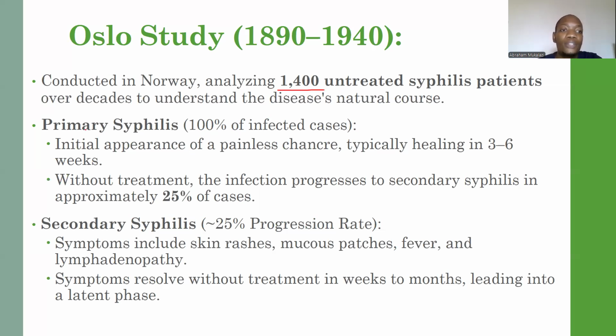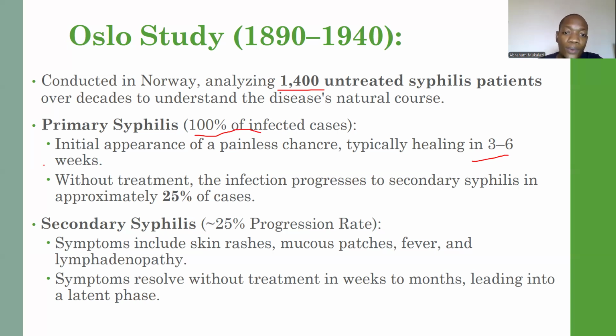So they discovered that of the 100% of patients who are infected with syphilis, just a few of them will actually progress to secondary syphilis. So if 100% are infected, they will develop the initial lesion we talked about, the primary chancre, in about 3 to 6 weeks. So without treatment, 70% of them actually cleared of syphilis. However, 25% progressed to secondary syphilis.